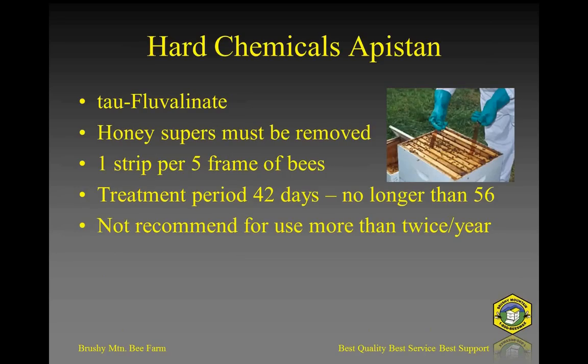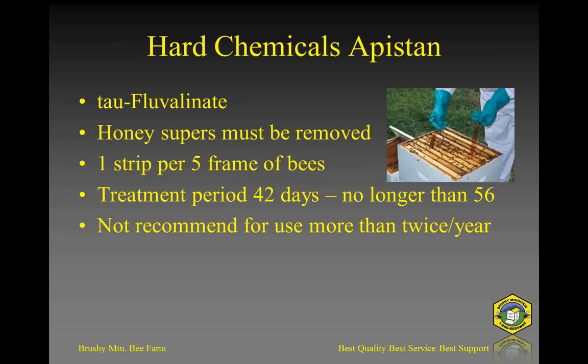So starting with Apistan. This falls into the hard chemical category. The active ingredient is tau fluvalinate. The honey supers must be removed for this product to be applied. This is a product that's used for treating varroa mites.